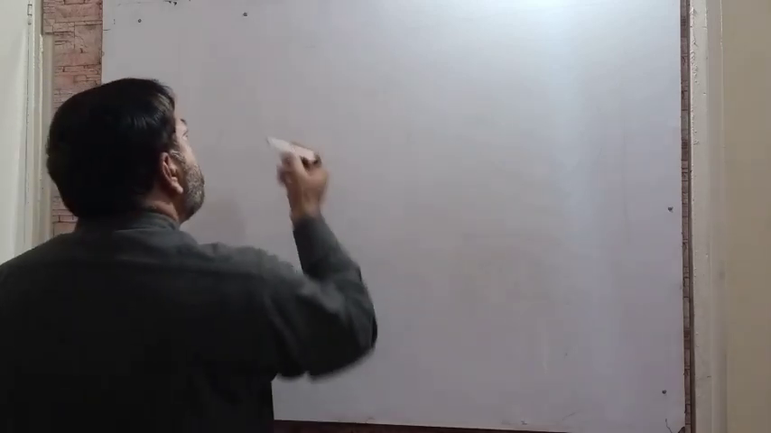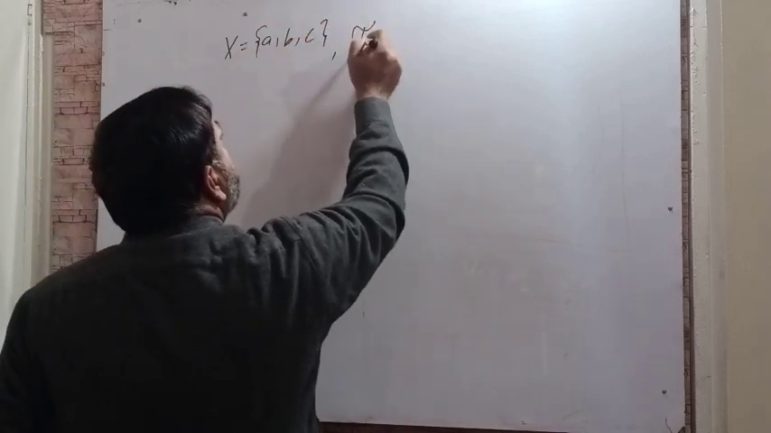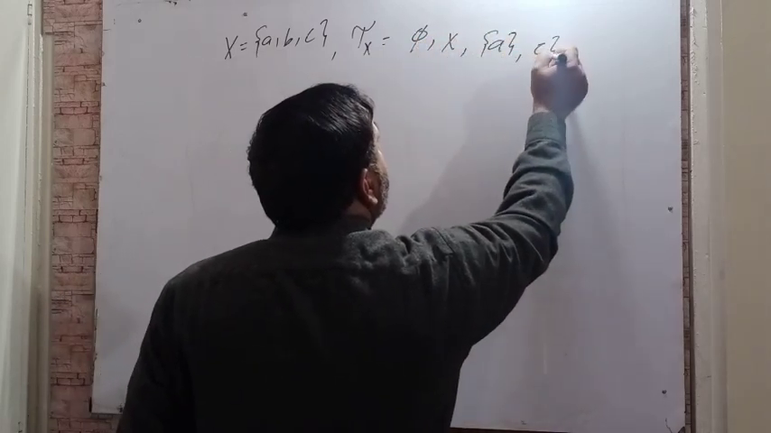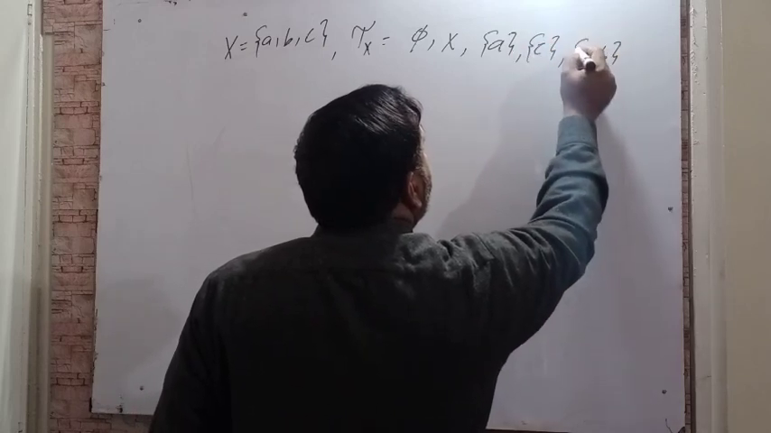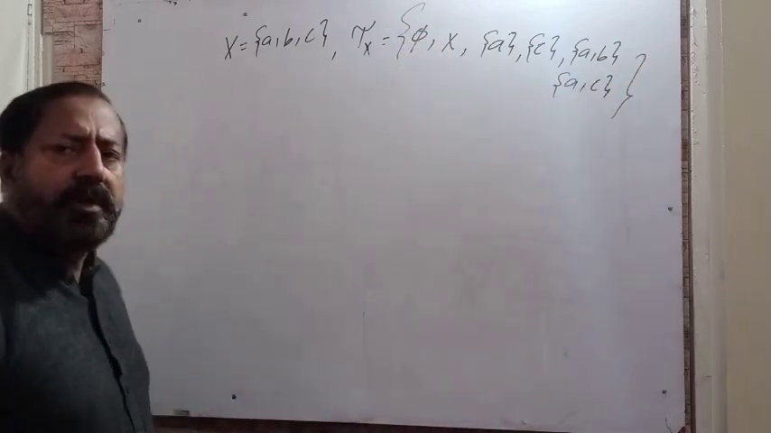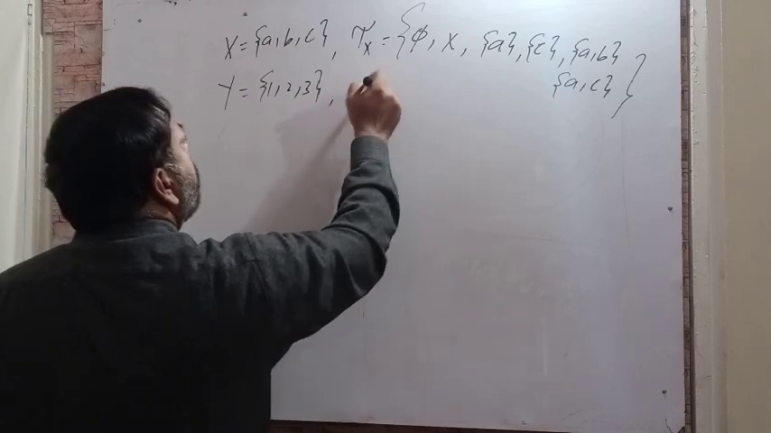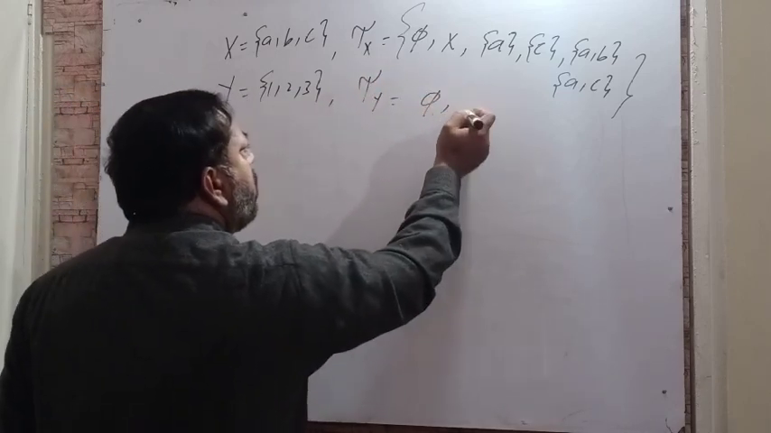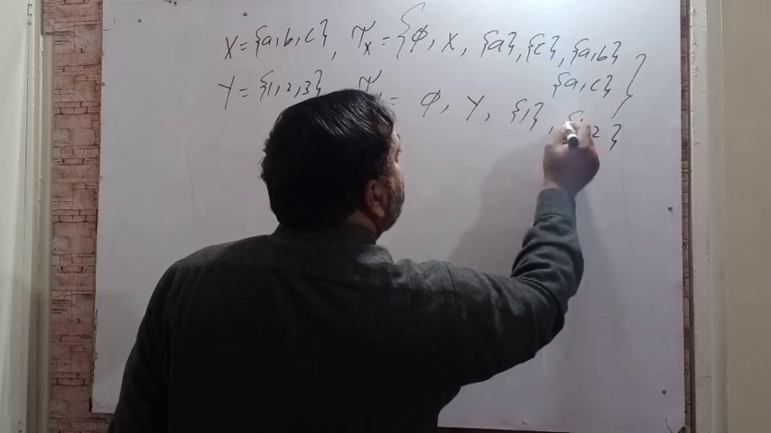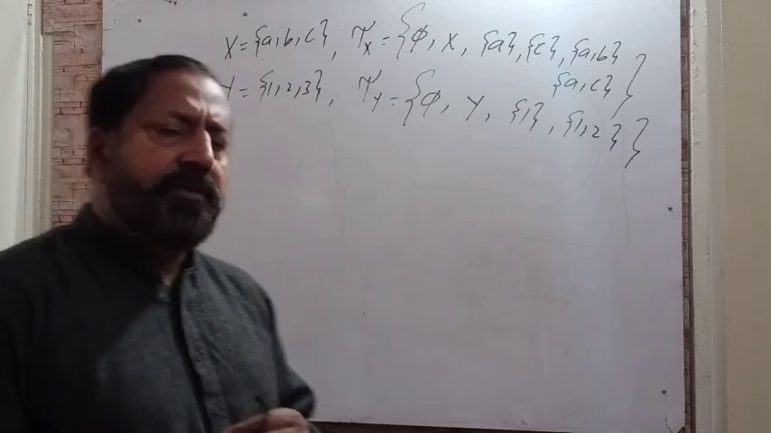So suppose I choose X = {a, b, c}, and I have τ_X = {φ, X, {a, c}, {a, b}...}. You can take {a, c}, then {a, b}, then {a, c}. This is my X and τ_X. Then you take Y = {1, 2, 3}, and τ_Y = {φ, Y, {1}, {1, 2}}. These are the sets X and Y, and I have chosen two topologies.